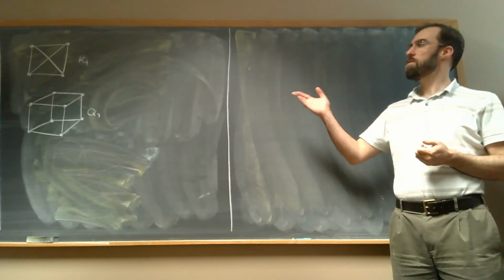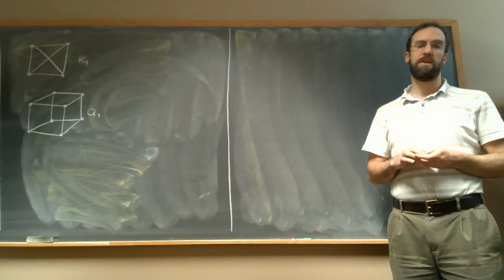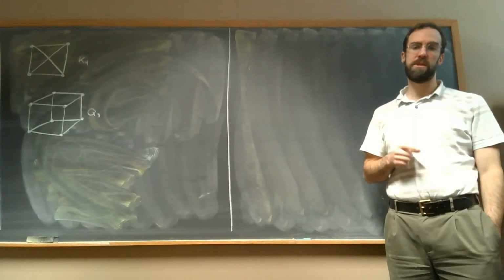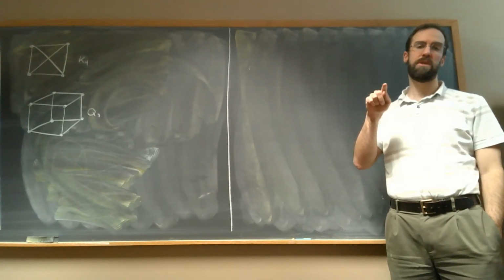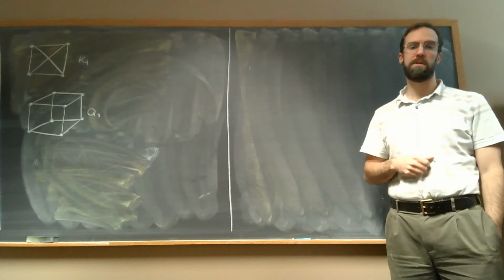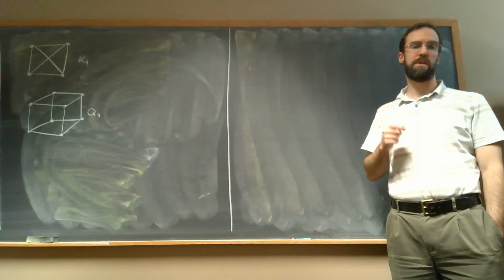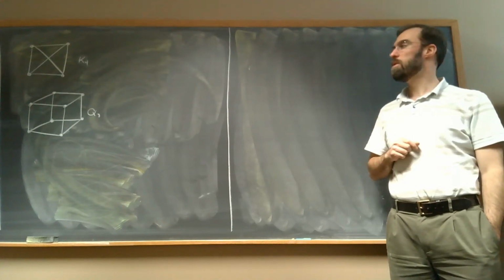So I have here on the board a couple graphs. The one on the top is K4, the complete graph on 4 vertices. So it's 4 vertices and they're all connected in all possible ways to the other vertices. And this one is the graph of a cube, right? So I've got the vertices and edges of a cube.